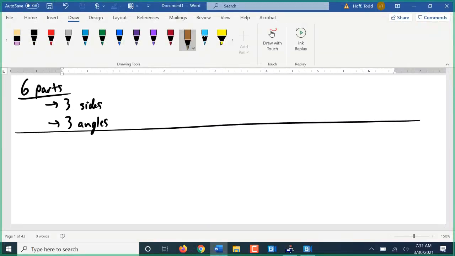And of course, there are 4 possible combinations. We could have the case where we know 3 angles and no sides. This is the one case that we cannot find the other pieces. We can't solve that triangle. Knowing all 3 angles, we can make a similar triangle, but we can't necessarily make the exact same triangle.